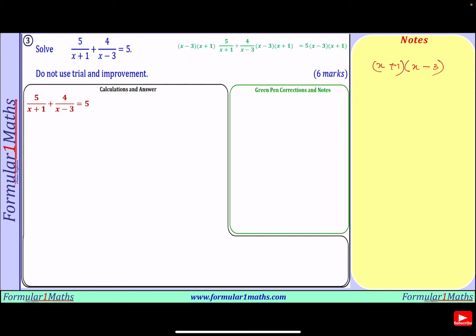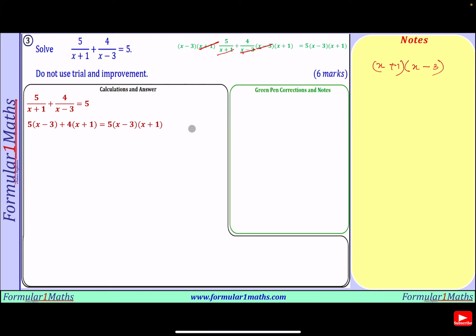And the reason why we do that is this. You can see that immediately this will cancel that. This will cancel this. And so we get an equation without fractions in this form. 5 times x minus 3, which is here, plus 4 times x plus 1, which is this one here, and then 5 times x minus 3 times x plus 1, which is there.